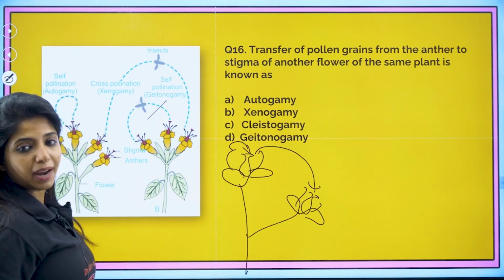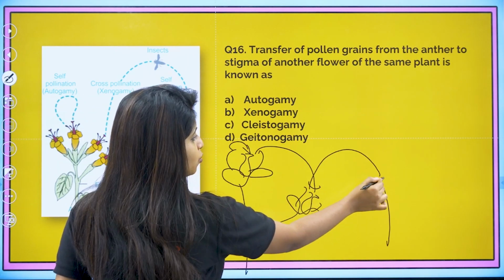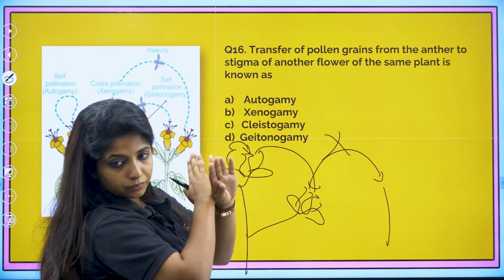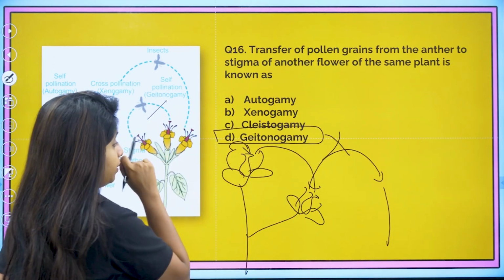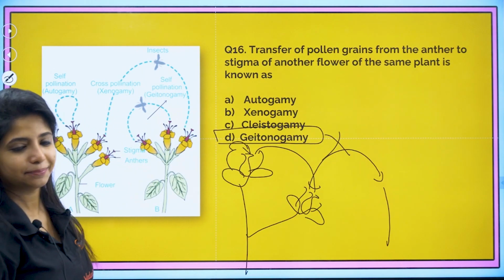If it is of the same plant, it is geitonogamy. If it is of a different plant, then it is known as xenogamy. Cross, xenogamy. So over here it is geitonogamy. Your answer would be D.